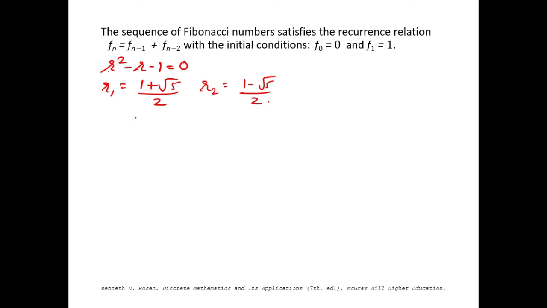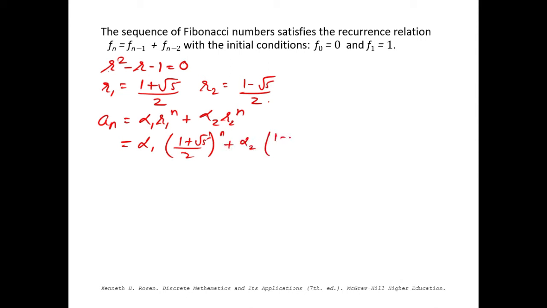We can see that the roots are distinct. We can use the solution equation as alpha 1 r1 raised to n plus alpha 2 r2 raised to n. So solving this further, we get alpha 1 into 1 plus root 5 by 2 raised to n plus alpha 2 into 1 minus root 5 by 2 raised to n. Now solve these two equations for n equal to 0.